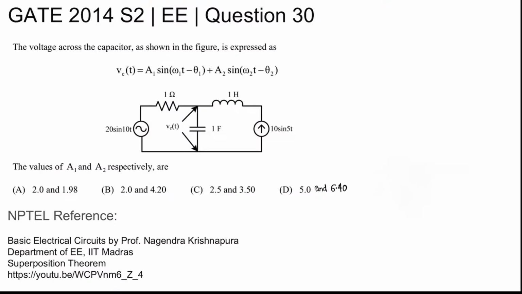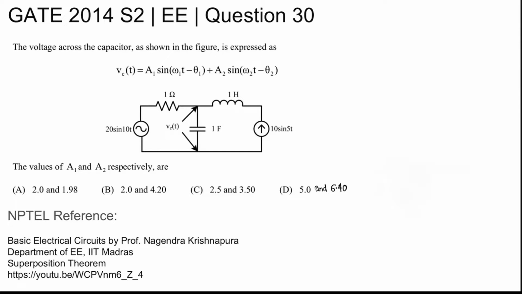This is GATE 2014 set 2 electrical question number 30. The voltage across the capacitor as shown in the figure is expressed as Vc of t equal to A1 sin(omega 1 t minus theta 1) plus A2 sin(omega 2 t plus theta 2). This is the circuit given. Then the values of A1 and A2 respectively are being asked.